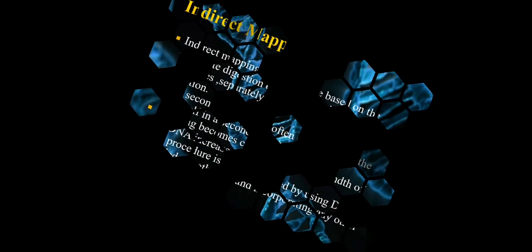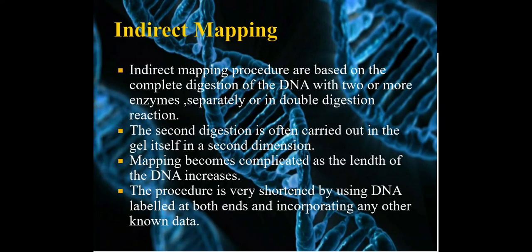Indirect mapping. Indirect mapping procedures are based on the complete digestion of DNA with two or more enzymes separately or in double digestion reaction. The second digestion is often carried out in the gel itself in the second dimension. Mapping becomes complicated as the length of the DNA increases. The procedure is very shortened by using DNA labeled at both ends and incorporating any other known data.